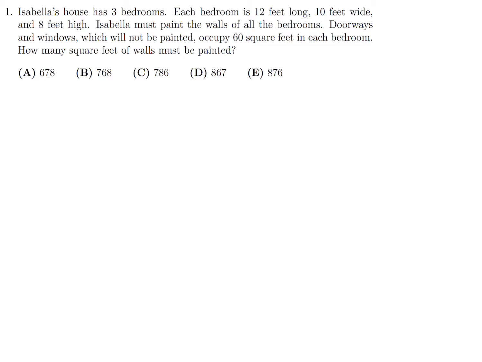Isabella's house has 3 bedrooms. Each bedroom is 12 feet long, 10 feet wide, and 8 feet high. Isabella must paint the walls of all the bedrooms. Doorways and windows, which will not be painted, occupy 60 square feet in each bedroom. How many square feet of walls must be painted?